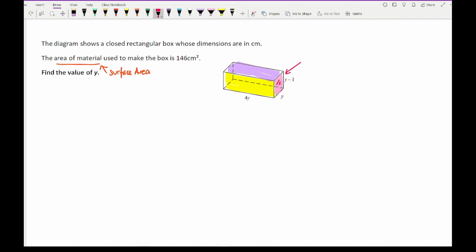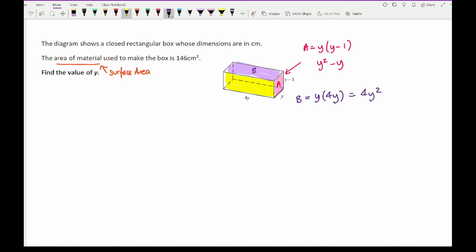Well, the best way of doing it is to actually label these. So let me just colour that in again, and let me label that A. So A is going to be equal to y lots of y minus 1, so that's going to be y squared minus y. Now looking at B, which is this here, B is going to be equal to y times 4y, which is 4y squared.